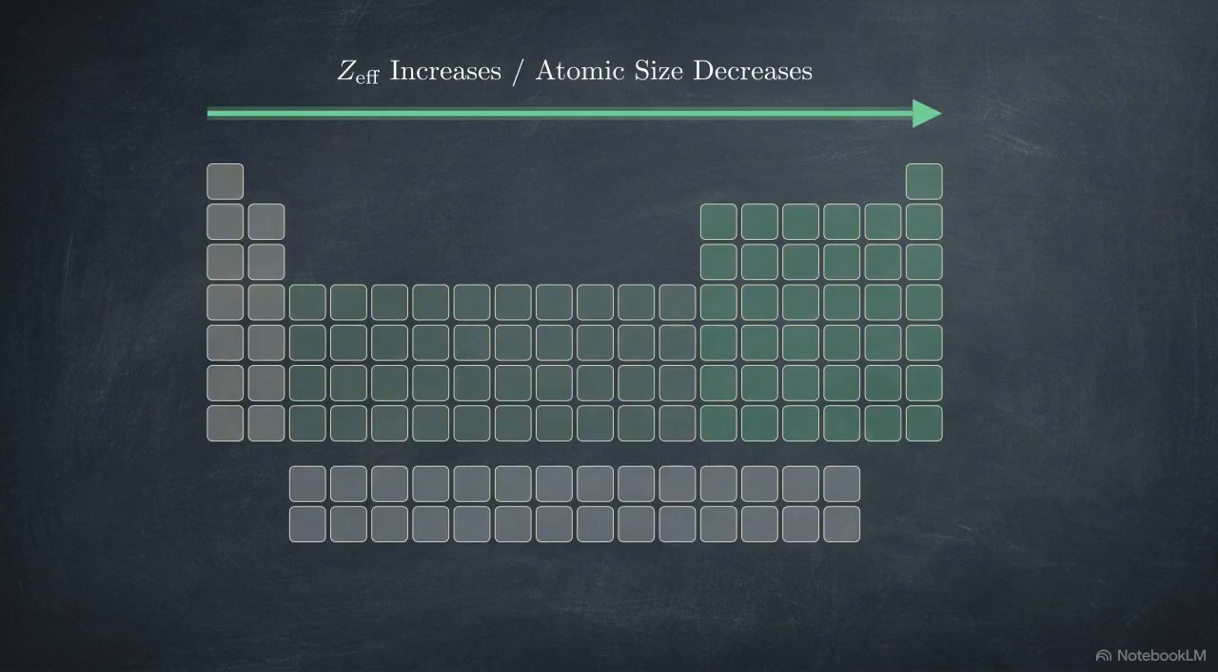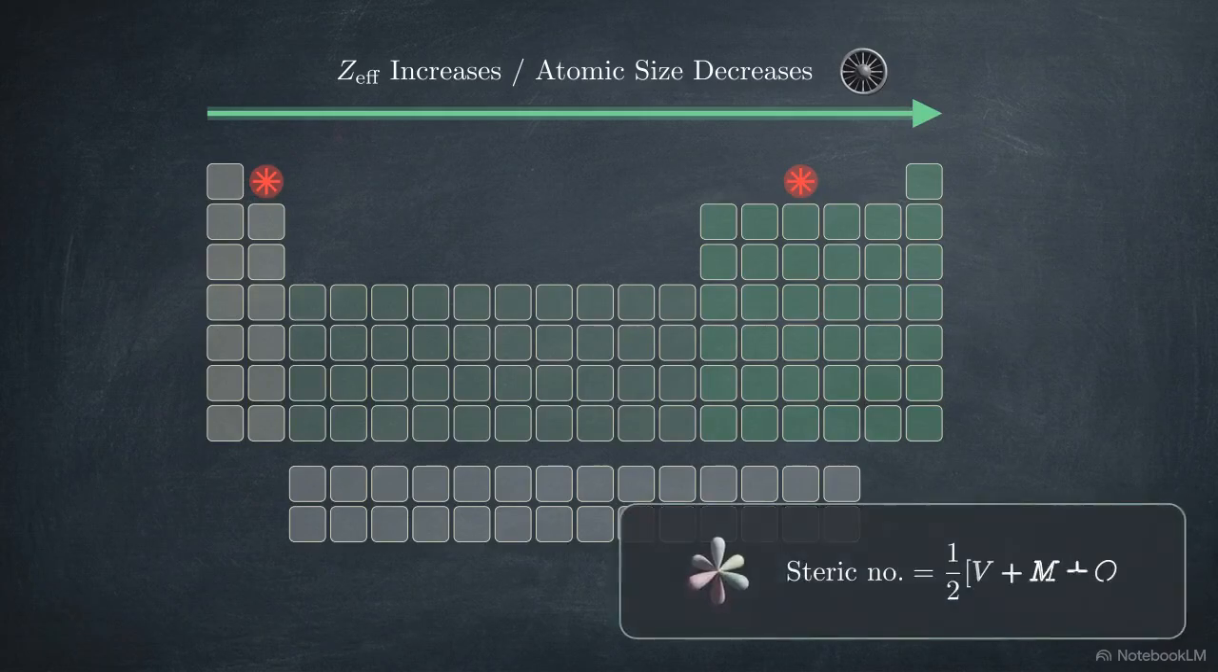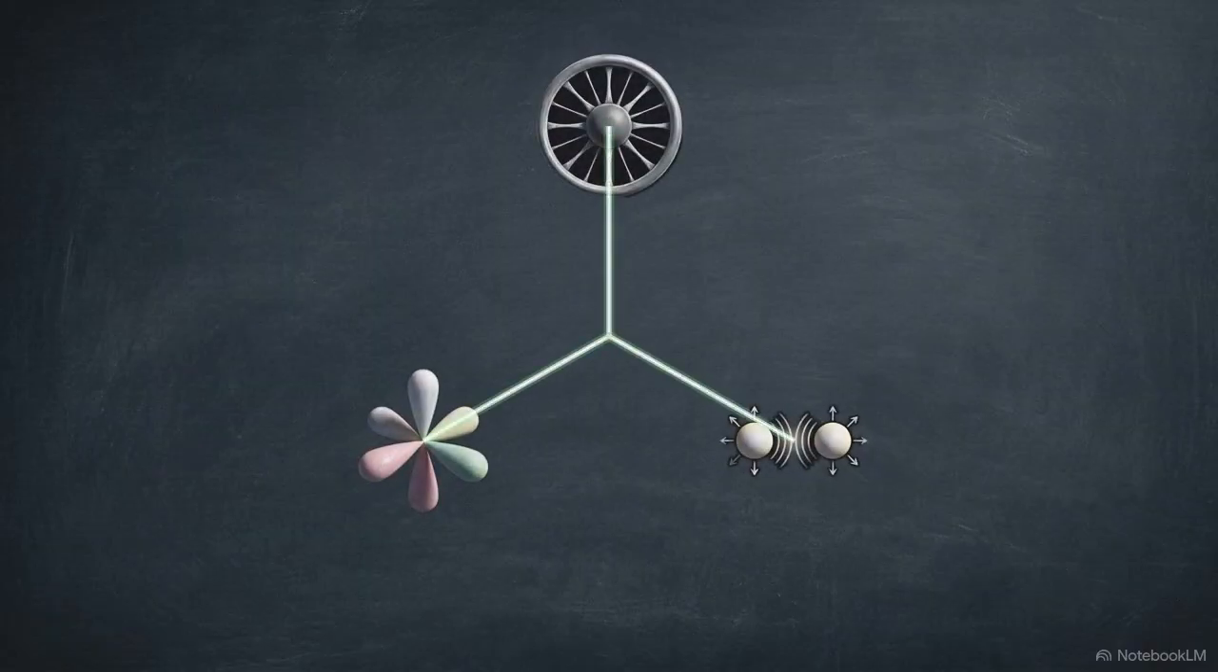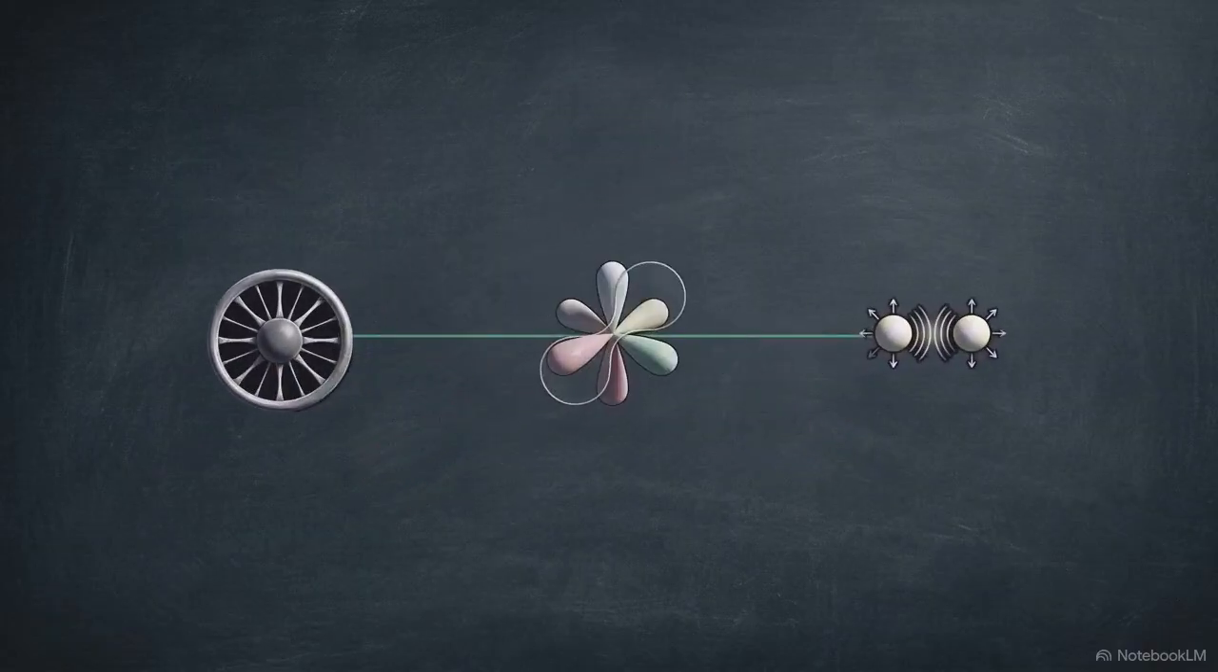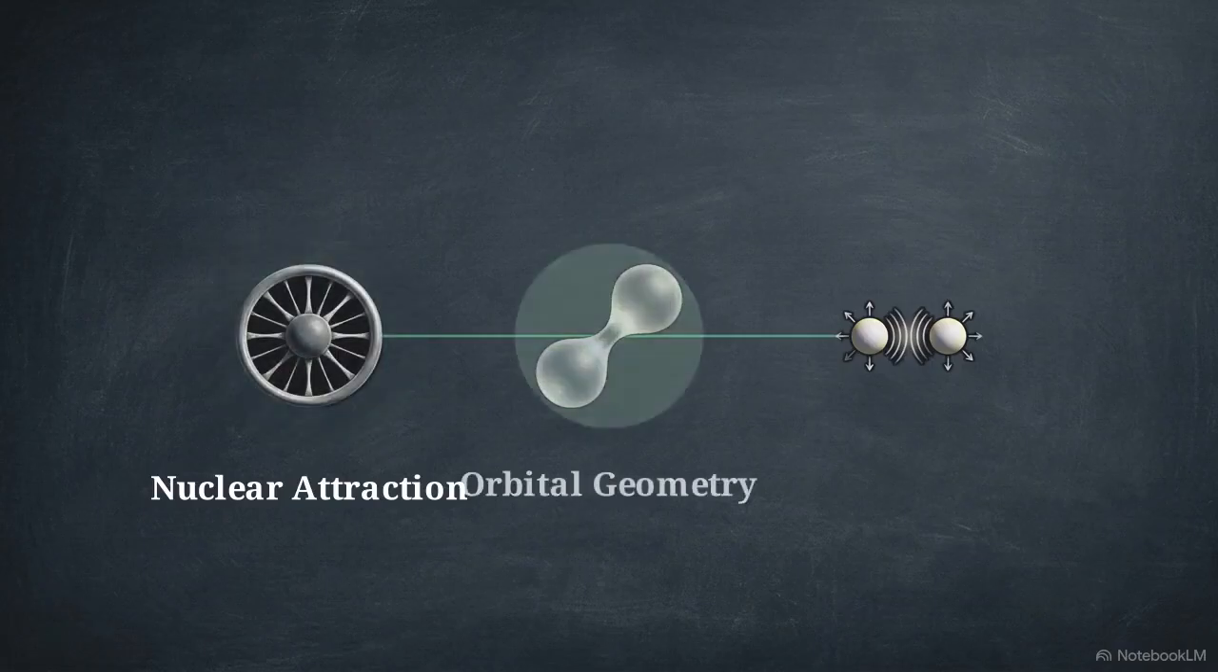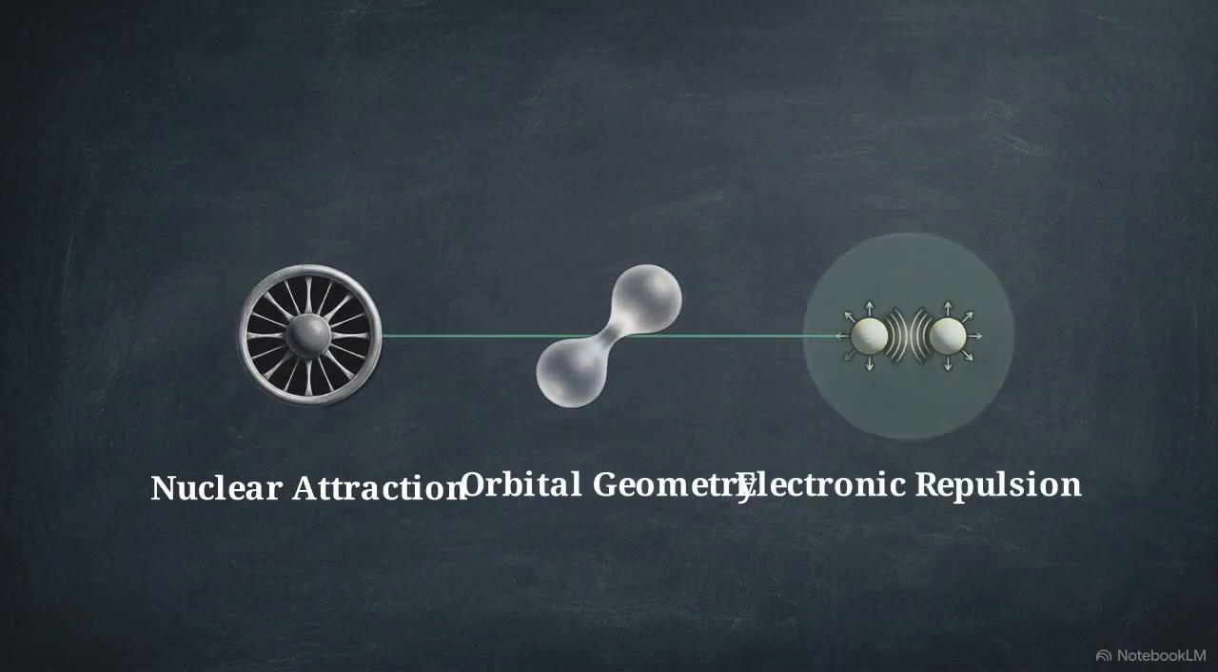This master sheet consolidates these trends and shortcuts. It anchors the baseline force of the nucleus, highlights the specific structural exceptions, and provides the formulas for hybridization. Mastery of these concepts comes from integrating the baseline force of the nucleus with the specific physical limits of orbital geometry and electronic repulsion.